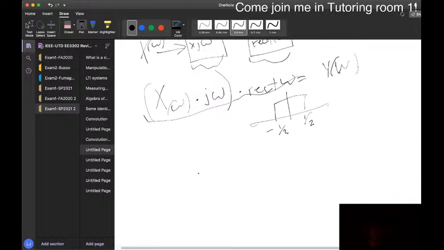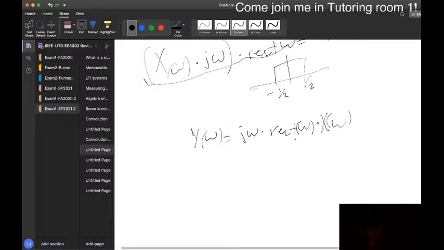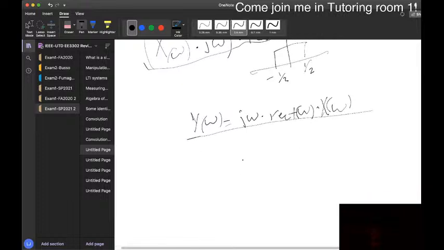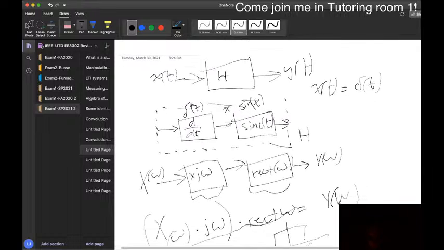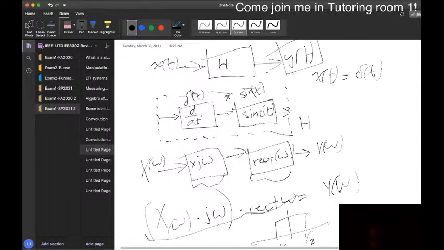So let me write it out right quick. y of omega is equal to j omega times the rectangle of omega times x of omega. So we have the frequency spectrum right now. What if we wanted the time domain output here? We're wanting the output here.